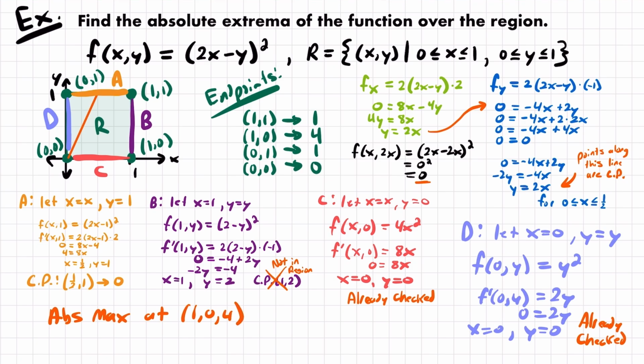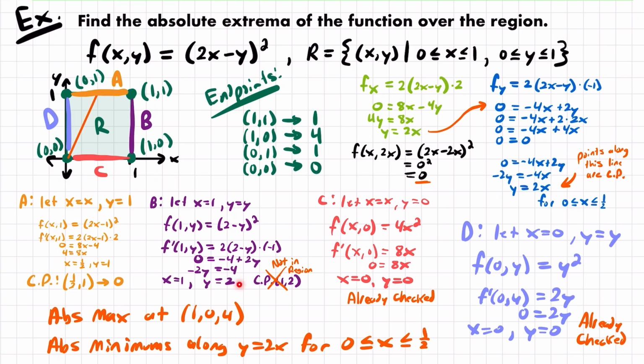And then what about the minimum? What is the minimum z-value? Well, we have 0 here and 0 here. And this point (0, 0) would actually be included with this line that has all those critical points with the z-value of 0. So we can include all of those points like this. We can just say that there are absolute minimums along y equals 2x for 0 less than or equal to x less than or equal to 1/2. And so y equals 2x over this interval includes all of the points that would be absolute minimums for this function over this region. All right, and so that would be the final answer to this example.